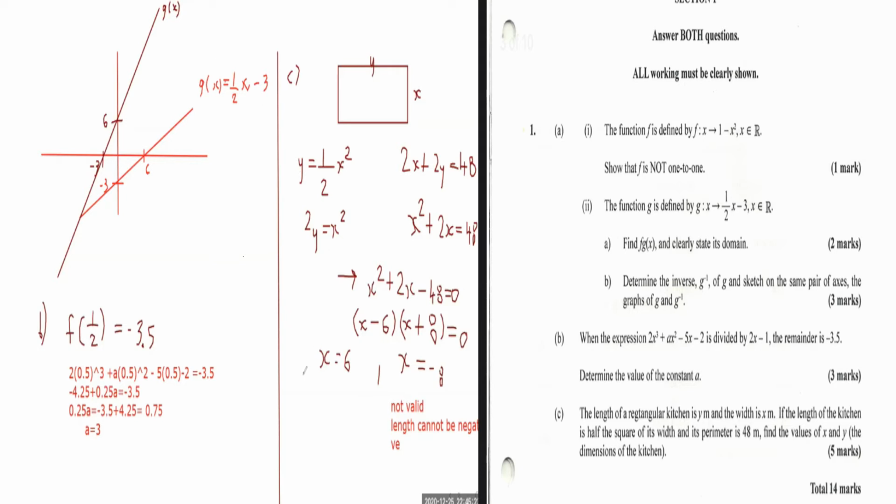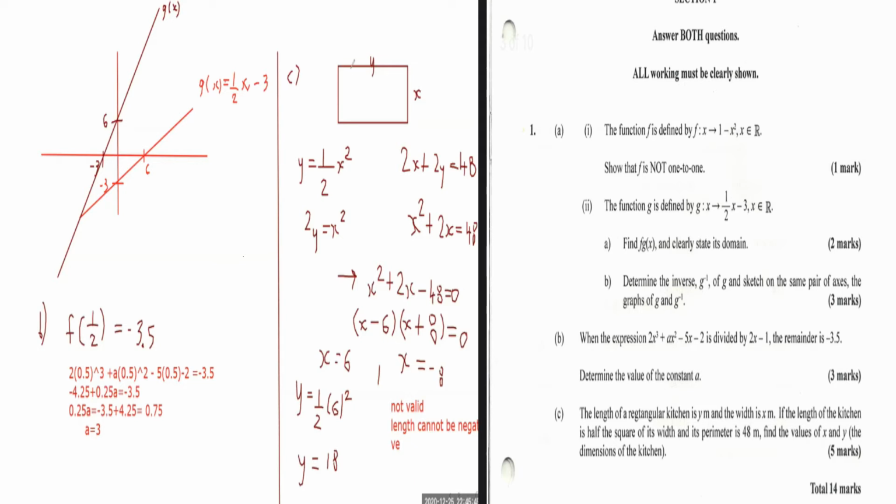Now if x is 6, y is going to be a half of 6 squared. 6 squared is 36, and a half of 36 is 18. Nice and easy, 18.